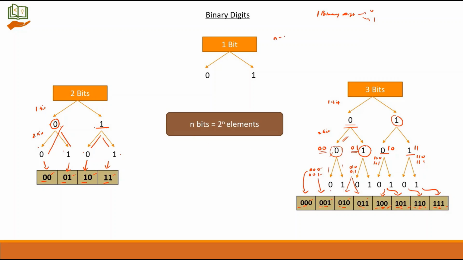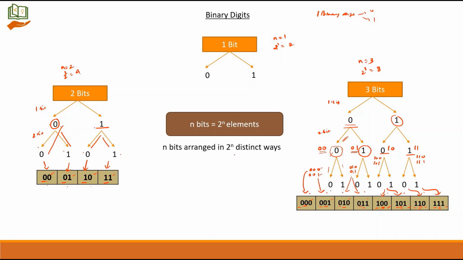When n is equal to 1, we have 2 power 1, 2 elements, that is 0 and 1. When n is equal to 2, we have 2 power 2 elements, which is equal to 4. We have 4 elements. When n is equal to 3, we have 2 power 3 elements, which is equal to 8. So there are 8 elements.